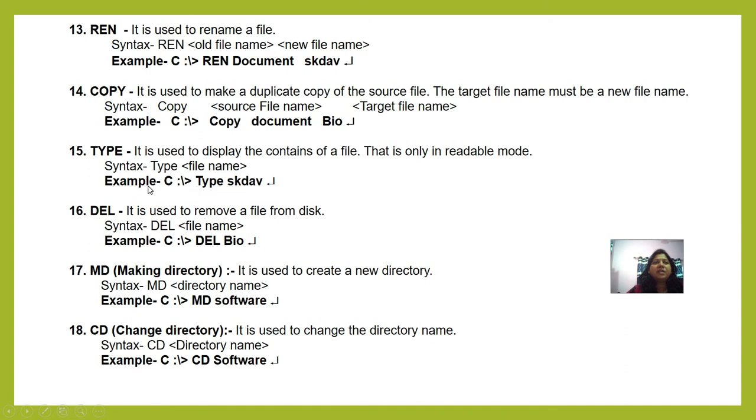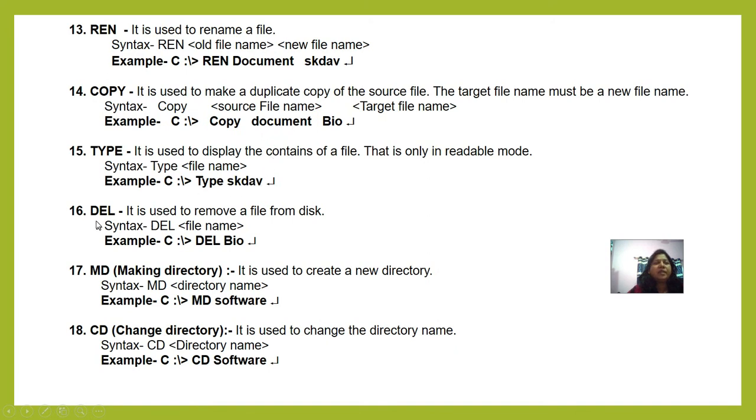Now see, for example, the C prompt is there. I am writing type, then SKDAB. Here my document file has been renamed SKDAB, so I am writing type SKDAB. You may write type bio, or type document, whatever it may be.